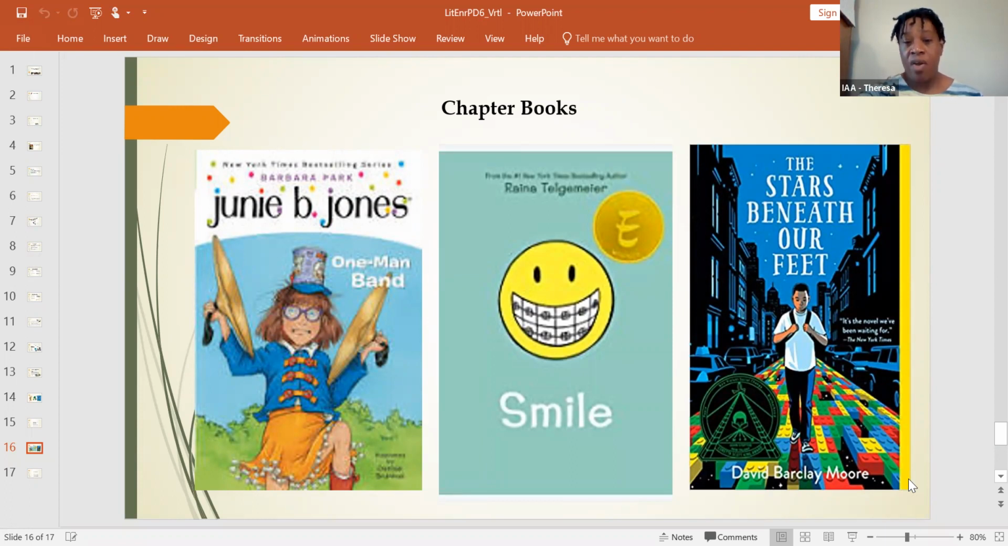With Smile, that's actually a graphic novel, so it's not necessarily done in chapters. It's kind of done based on pages. Most graphic novels that I've seen, they usually do the questions based on pages or what's going on in the story.